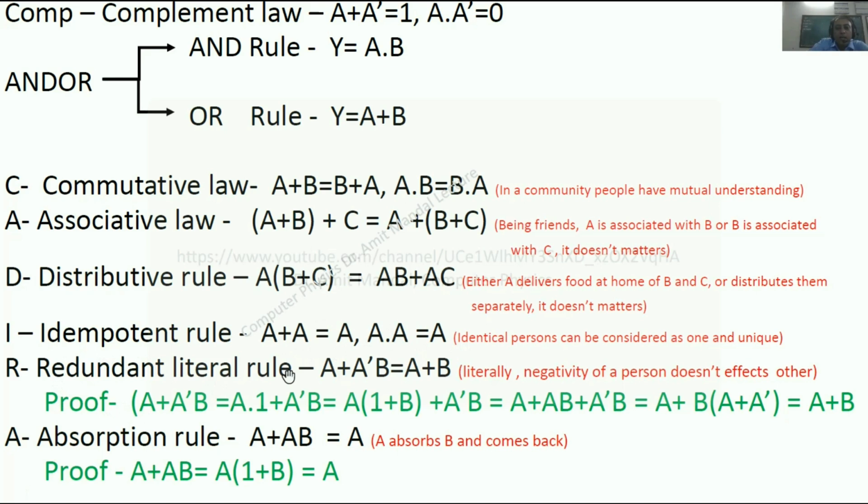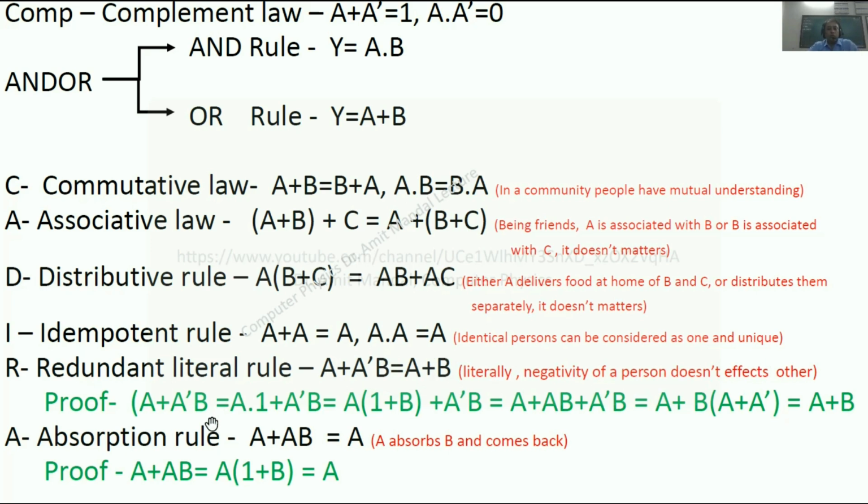Now the redundant literal rule, which says that A plus A complement B is equal to A plus B. This is A, this is A complement, and this is B, equal to A plus B. You can memorize the redundant literal rule like this: literally, the negativity of a person doesn't affect others. So you can consider that A complement is the negative of A. A complement is not affecting B. So it is equal to A plus B.